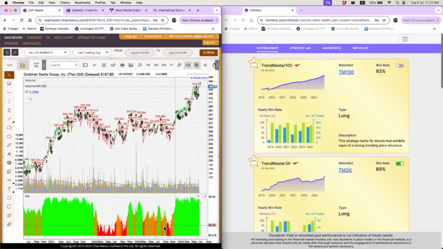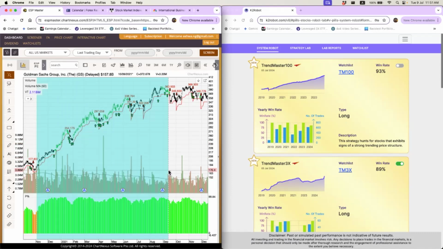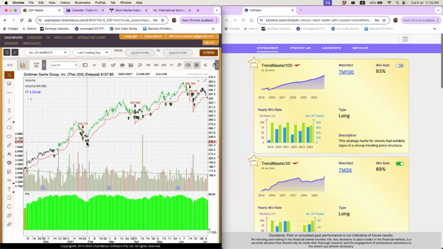So what do we do and how do we do it? We have this TrendMaster template. This is called P percentage. Pay attention to the indicator below. What you will realize is when the stock, like in this example we're using Goldman Sachs, is trending up, you will see that the P percentage will go into the green zone. We are using this formula to help us find uptrending stock first. And then these little green arrows are what we call signal day.